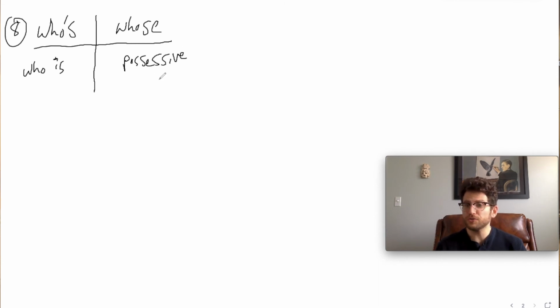Okay, whose shoes are those? Whose books? Whose table? And remember, just like with the other possessive pronouns, when you're using that possessive pronoun, the word that comes after it is always going to be a noun. Okay, whose books? Whose shoes?